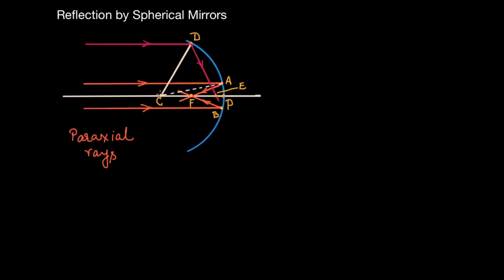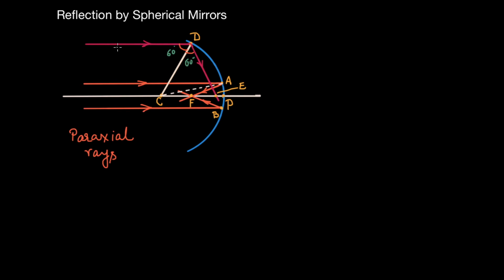So CD, C is the center of curvature for the mirror. CD is the normal at point D. It's normal to the surface. And so by the law of reflection, this right here is the angle of incidence. And so this angle of reflection is going to be the same as the angle of incidence. So let's see what happens when this is close to 60 degrees. What would happen? The angle of reflection would also be 60 degrees.